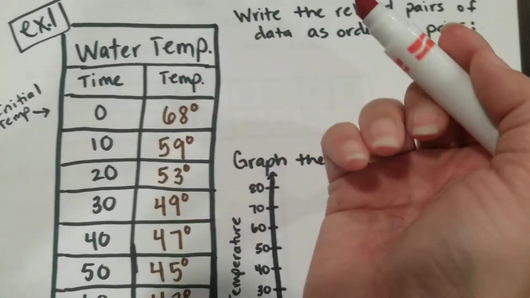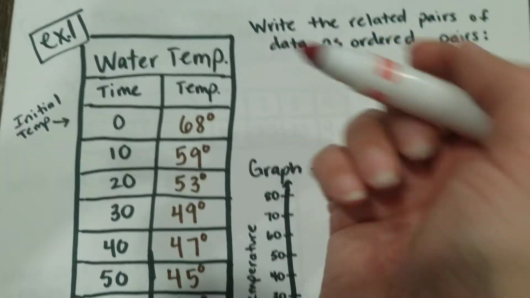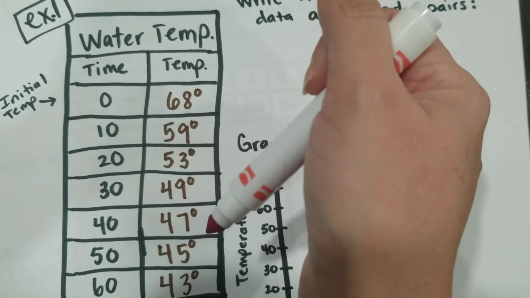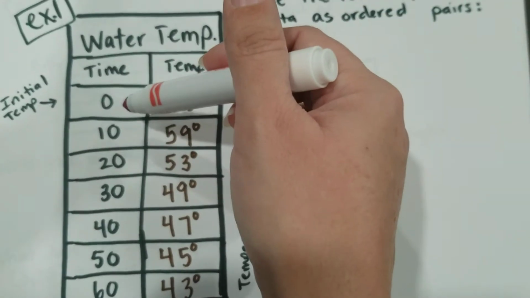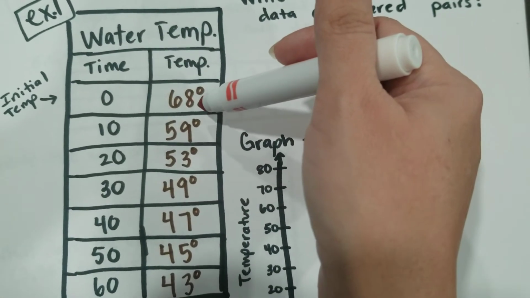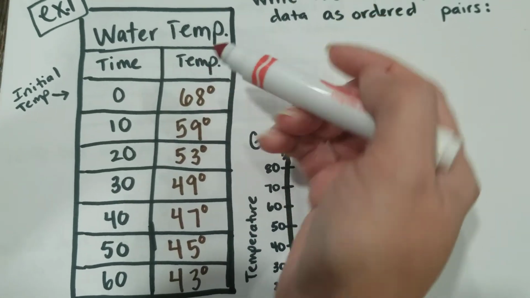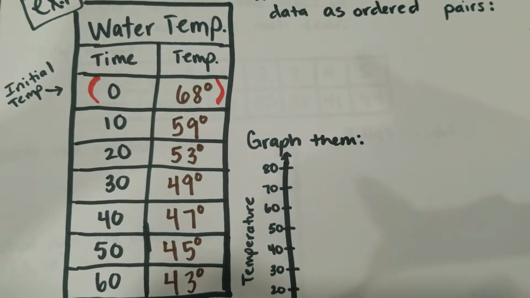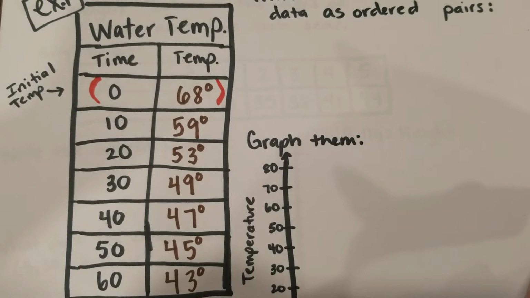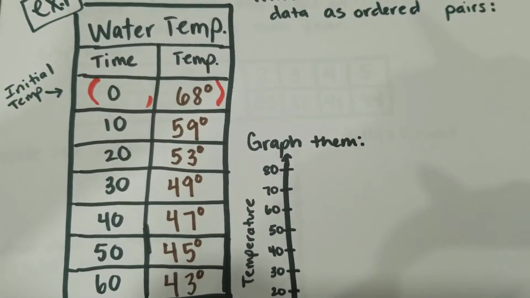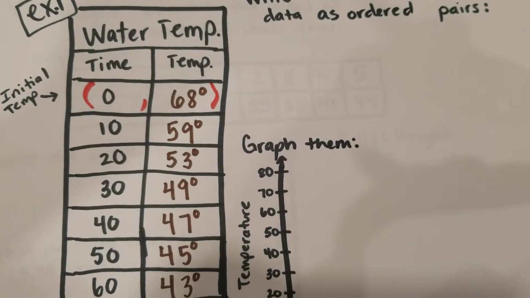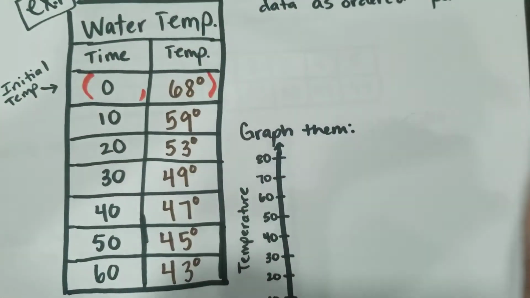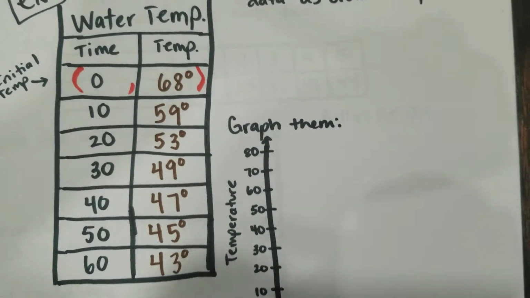So we're not going to have 0 go with 47, because those are not related pairs. When it was time 0, the related pair for 0 was this number right here, 68. So we're going to take that pair of numbers right there, 0 and 68, and make this our ordered pair. We're going to take these pairs of numbers that we have in our data, and they're going to be our ordered pairs that we're going to put on our graph.